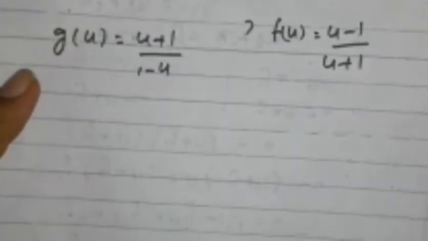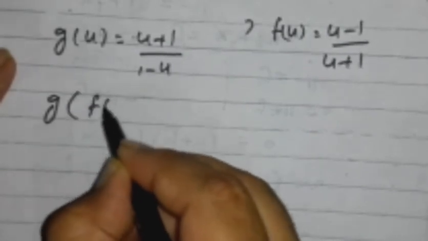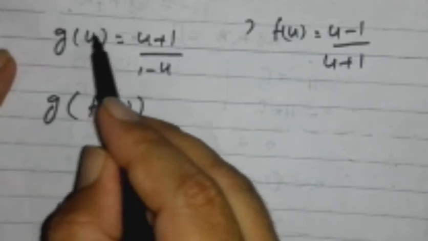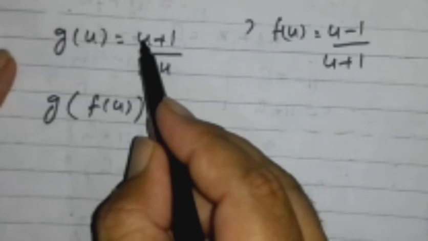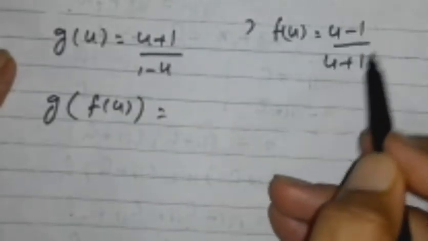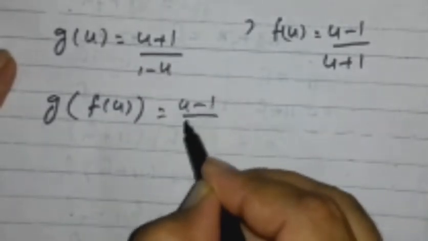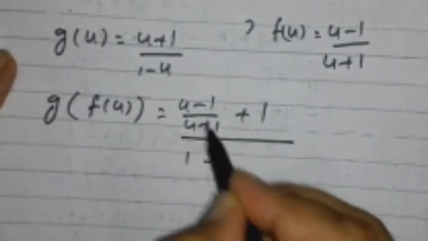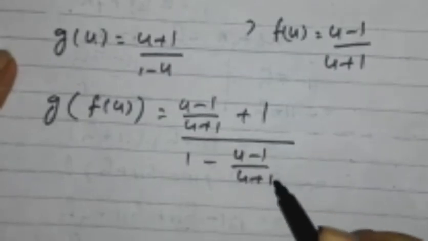Now we are going to find g of f of u. So this is g of u. Here in place of u we put f of u. Here in place of u and this u we will put the value of f of u. So we can write it as u minus 1 divided by u plus 1, plus 1, divided by 1 minus, and in this u place we will put u minus 1 divided by u plus 1.